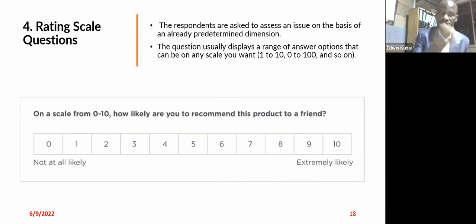So we have the rating scale questions. These ones are very important. The respondents are asked to assess an issue on the basis of an already predetermined dimension. So the question usually displays a range of answer options that can be on any scale, either from 1 to 10 or 0 to 100 and so on. Most of us, I know, have seen this. We have responded to surveys online. We have responded to questionnaires. We have responded to interviews and so on. And we have seen this kind of scales.